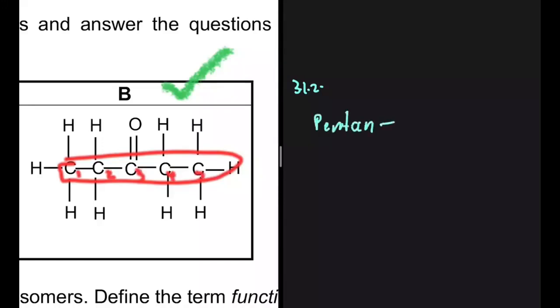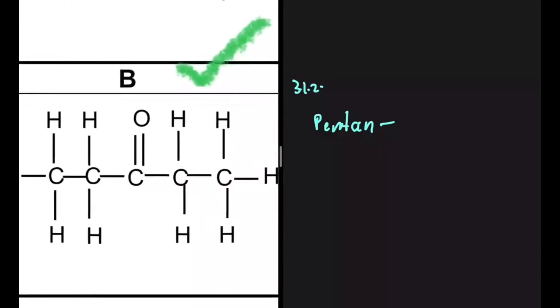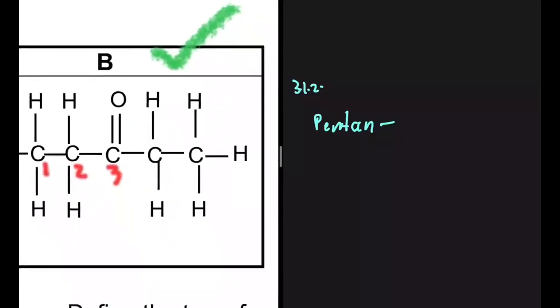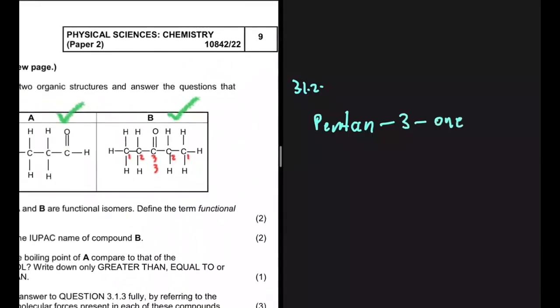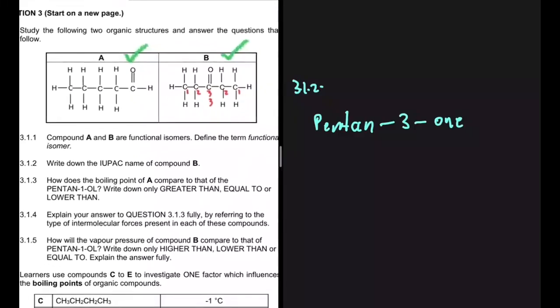So we know we have pentane. Now what we're looking for is the position of the carbon that is bonded to the oxygen. If we start numbering from the left, we're going to have 1, 2, 3. If we start numbering from the right, we're going to have 1, 2, 3. So where we start numbering really doesn't matter. Our functional group is on the third carbon. So we're going to have pentan-3-one. That is the answer to 3.1.2.